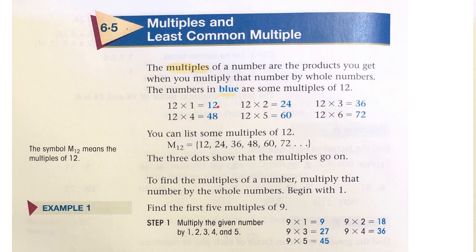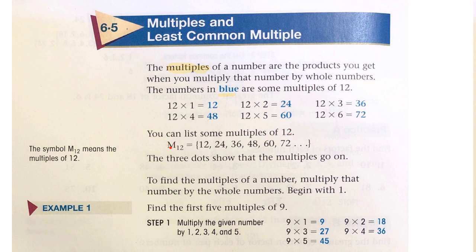12 times 1 is 12. 12 times 2 is 24. 12 times 3 is 36. 12 times 4 is 48. 12 times 5 is 60. 12 times 6 is 72. You can list some multiples of 12.